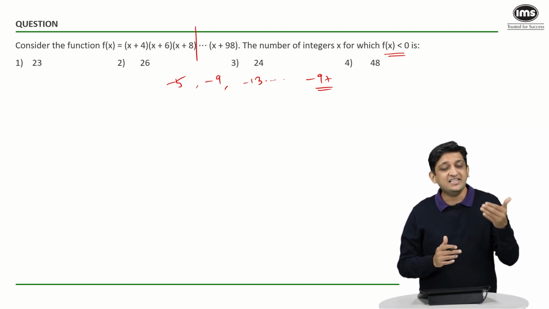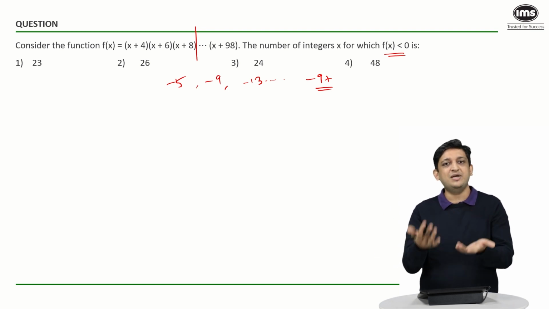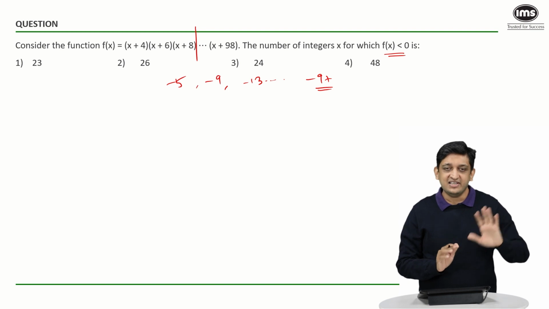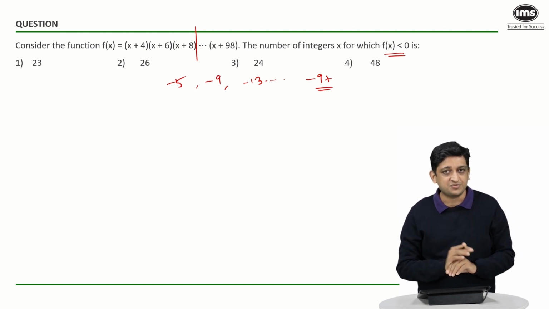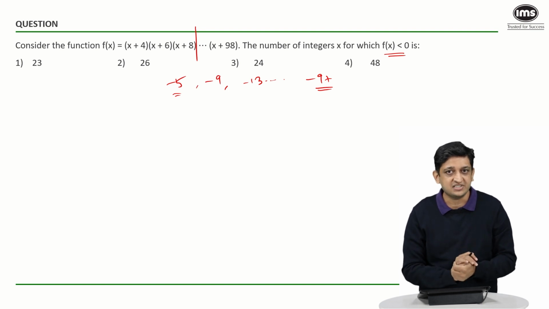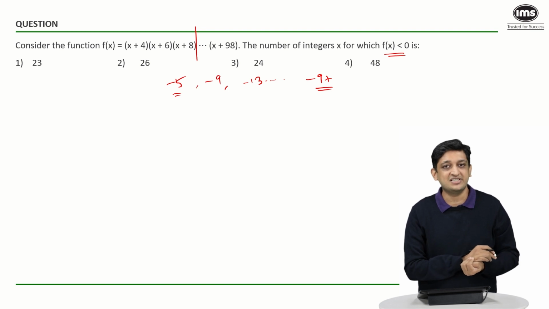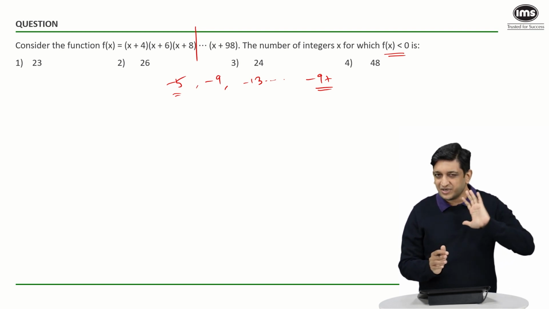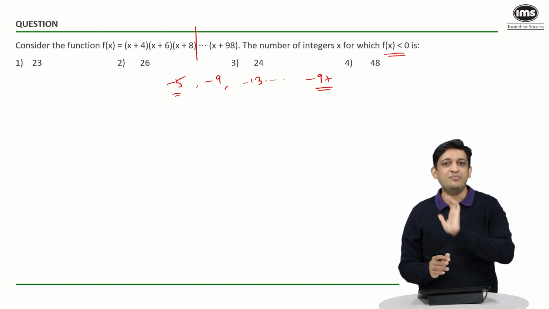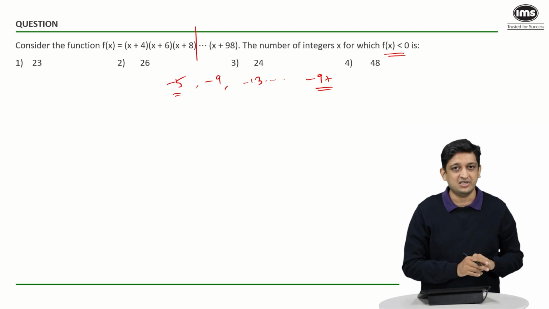Minus 99, there will be 48 negative terms, and so the product has to be a positive number. So anything beyond minus 97 is not going to give us a negative response. So we have all these terms that will be present in this particular sequence. The question essentially becomes how many terms are present in this particular sequence. So what you can do is simply count how many numbers are there from 5 till 97 with a common difference of 4. Very easy question once you reach this particular conclusion.